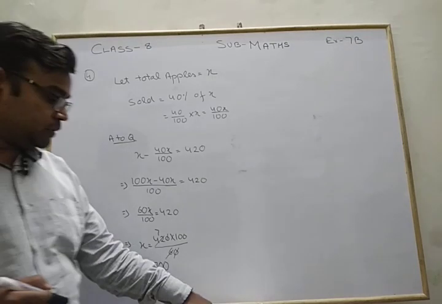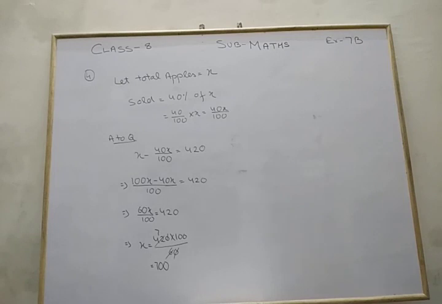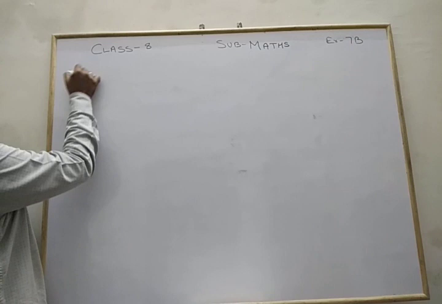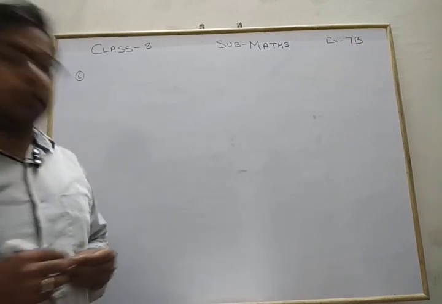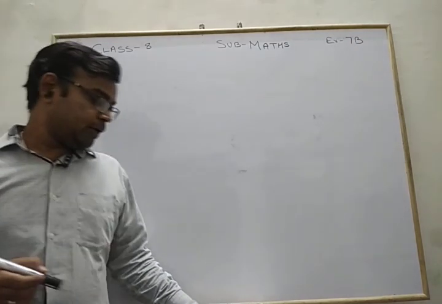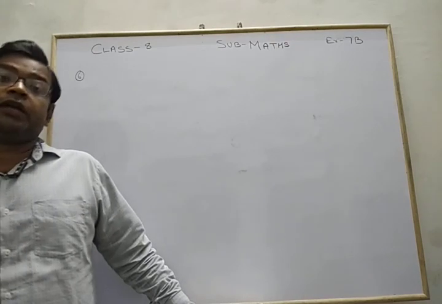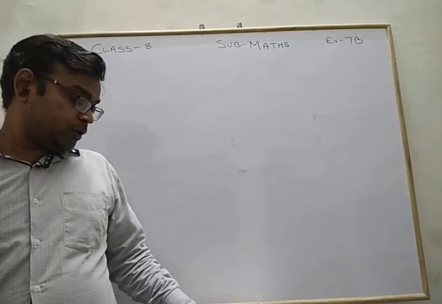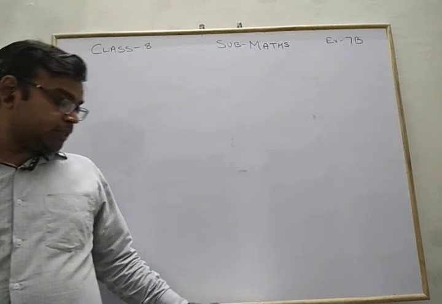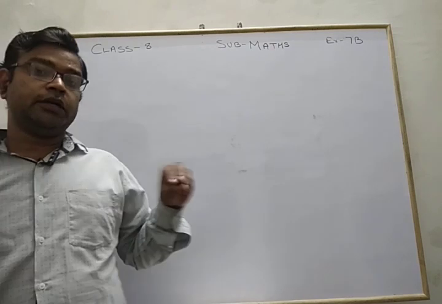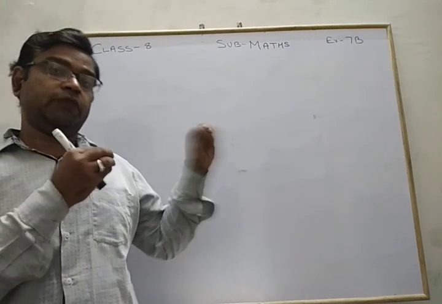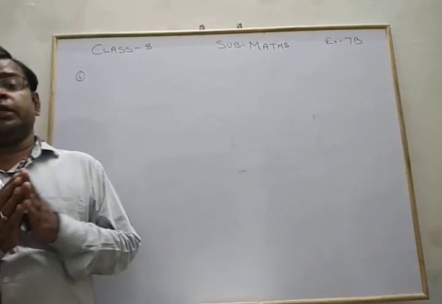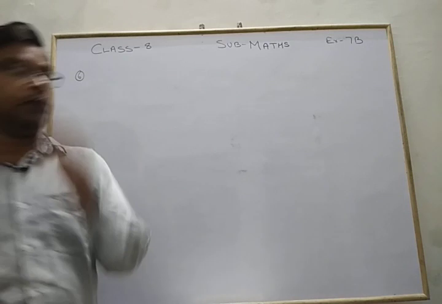Now I am going to solve question number 7. Sorry, we are going to solve question number 6. It says that if a number is increased by 20% and the resulting number is again increased by 20%, what percent is the total increase? First, a number increased 20%. Again that number increased 20%. So you have to find out the total increase on the basis of the original number. See carefully.